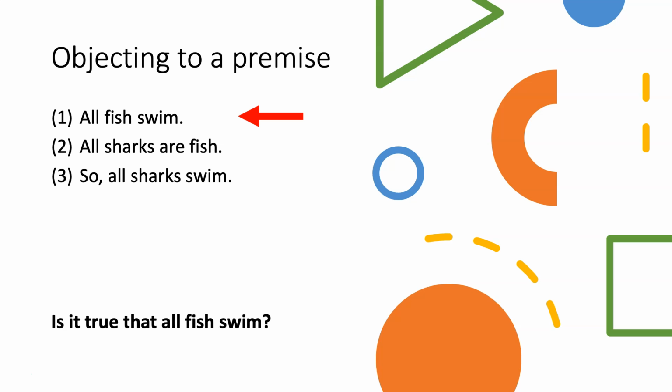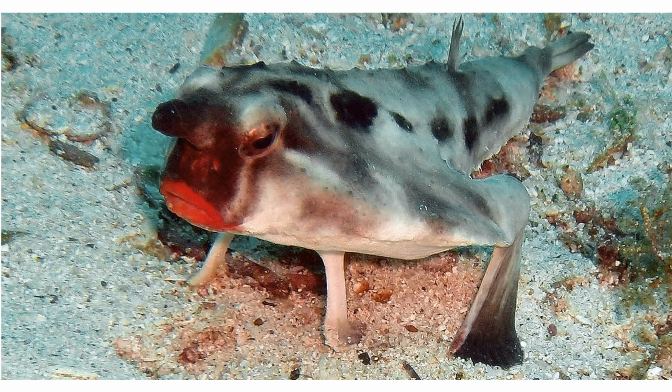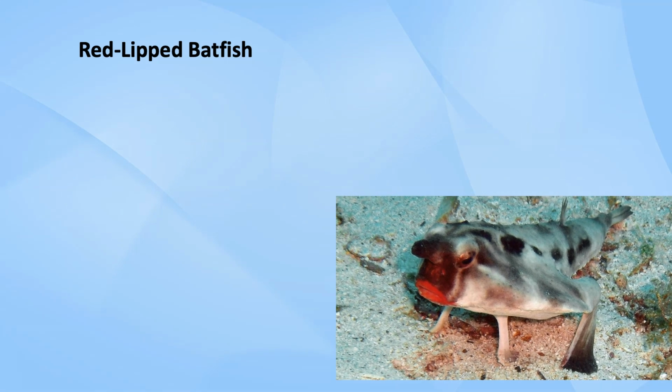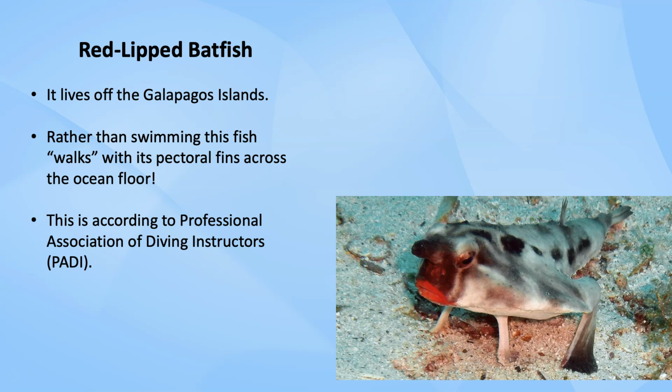Is it true that all fish swim? I don't know. What do you think? Well, here's our friend. This is a red-lipped batfish. It lives off the Galapagos Islands, and rather than swimming, this fish "walks" with its pectoral fins across the ocean floor. And walks is in quotation marks there because apparently it's a little bit more of a stagger than a nice, even walk. And this information is according to the Professional Association of Diving Instructors, so I'm going to trust that they're not tricking us.